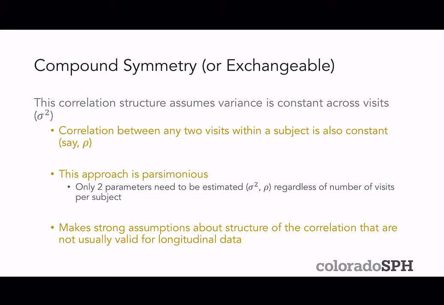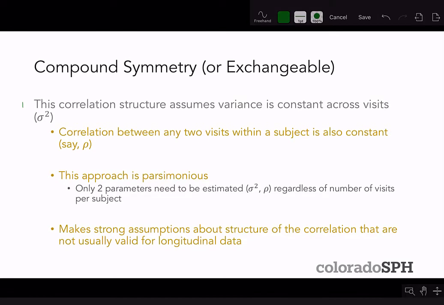So the first option is compound symmetry, which is also called exchangeable correlation structure. This correlation structure assumes variance is constant across visits. Another way of saying that is the correlation between any two visits within a subject is also constant. We'll say rho. And this approach is very parsimonious. It's easy to estimate because you only need to estimate two parameters, which you'll see in just a second in the next slide.